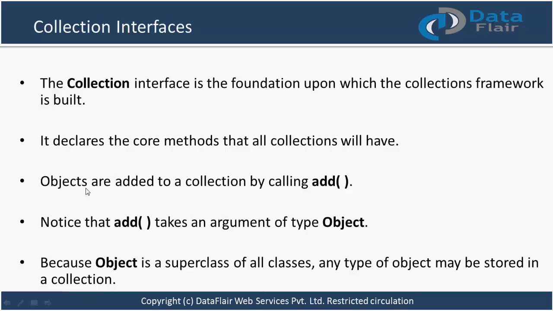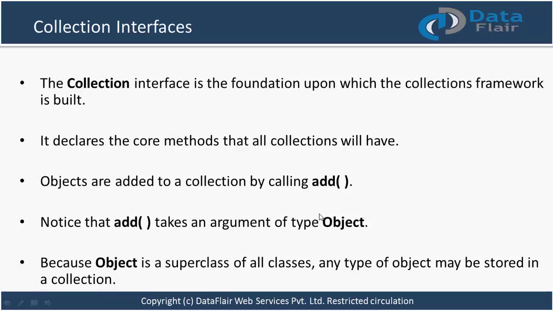Objects in a collection are added with the help of the add method. So we say collection object dot add to add elements, and this add method takes an argument of object type. Then you will ask why object type and not a specific type. It's because in collection you can have any type of data, maybe an integer, a string or a float. How is it possible to have them all together? It's because all these values are objects, right?